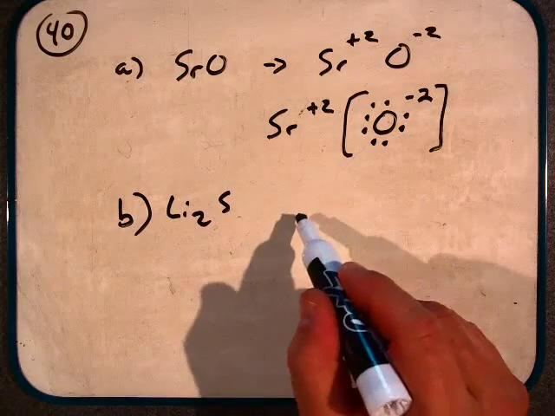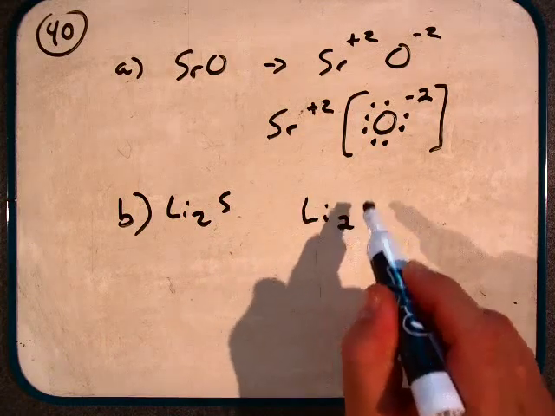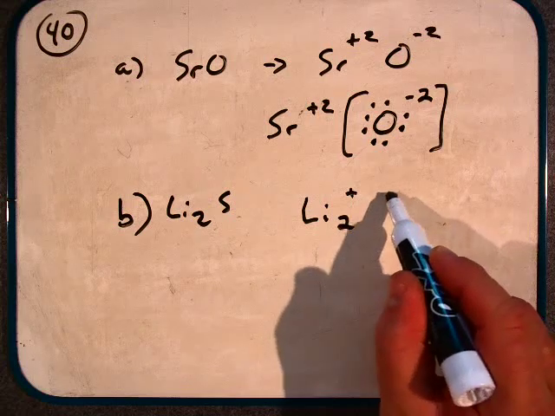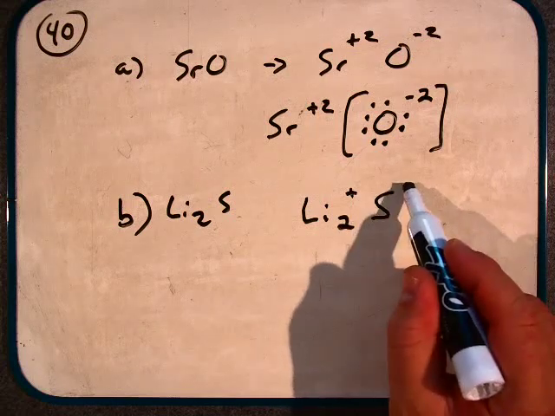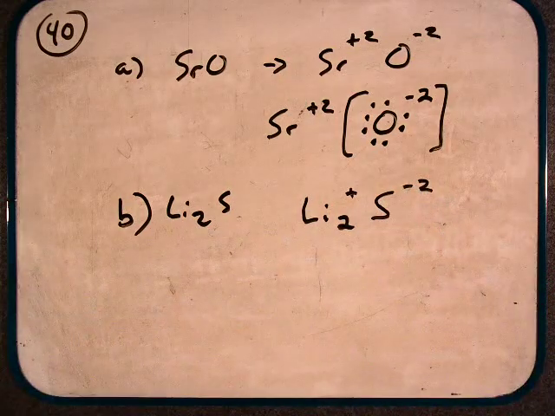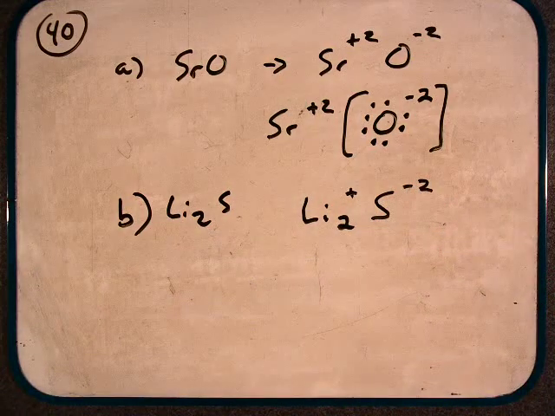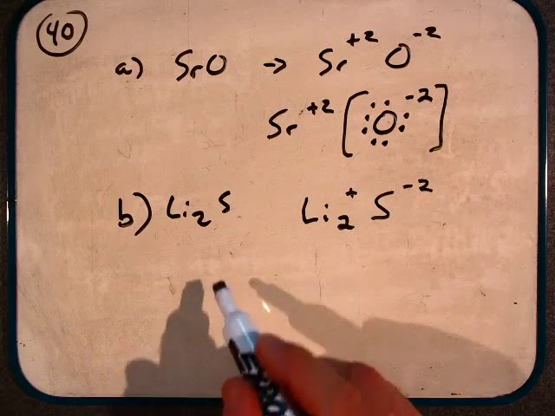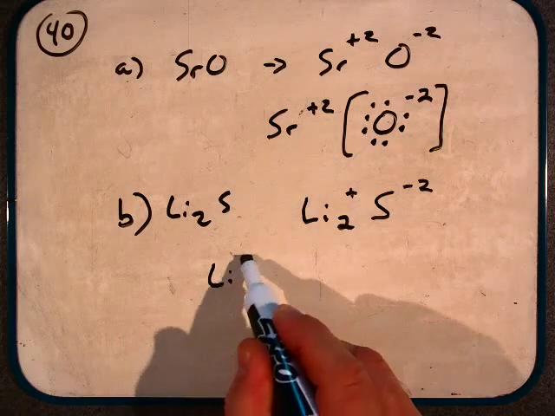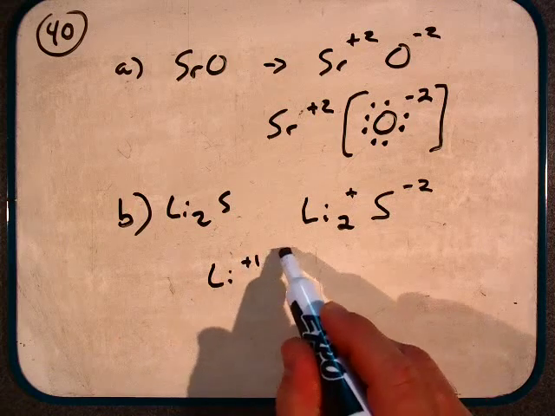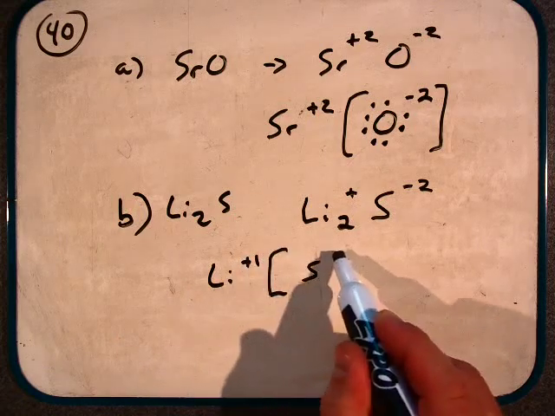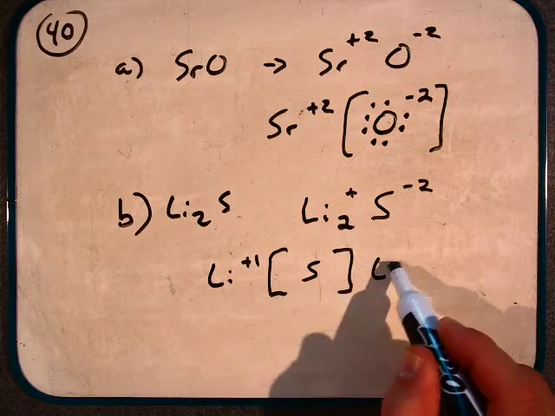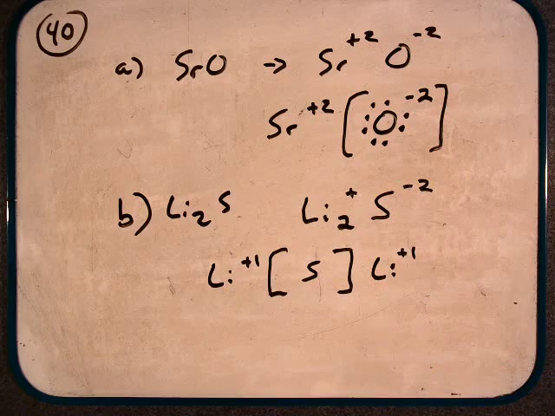Part B is the same type of procedure. We have lithium sulfide. The lithium is +1. There are 2 of them there. So that means our sulfur is going to be in the -2 form, the sulfide form. And so that shows our charges. And so if we begin, we have our lithium, which is +1. We're going to use our brackets to indicate that the sulfur is not sharing its electrons with either one of the lithium cations.